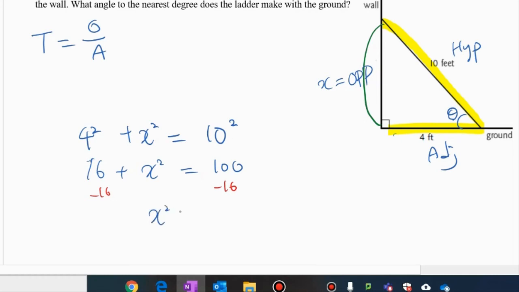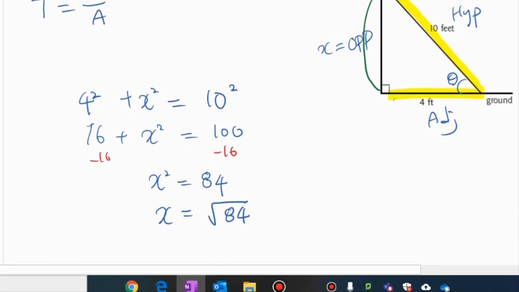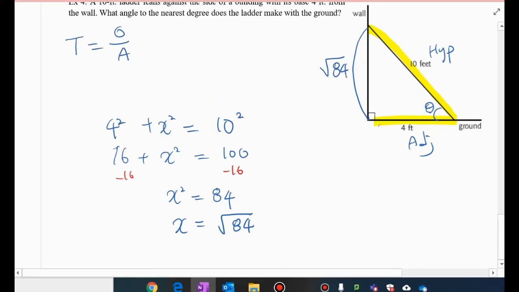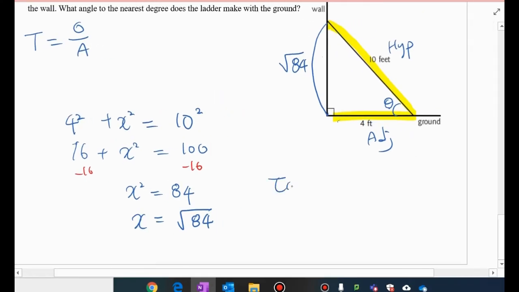Then x squared is 84. Then x is square root of 84. Okay, now we know the opposite. The opposite is square root of 84. Then tangent theta is opposite over adjacent, square root of 84 over 4. Opposite over adjacent. And now we want to know the angle.